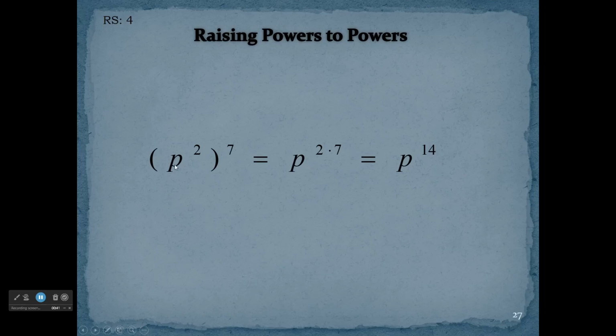Here we have p to the power of 2 raised to the power of 7. I call this, it almost looks like a double exponent. But when you have a power to a power, when you have an exponent that is being affected by yet another exponent, then you multiply these two together. p to the 2 times 7, multiply the two exponents together to give us p to the 14th.